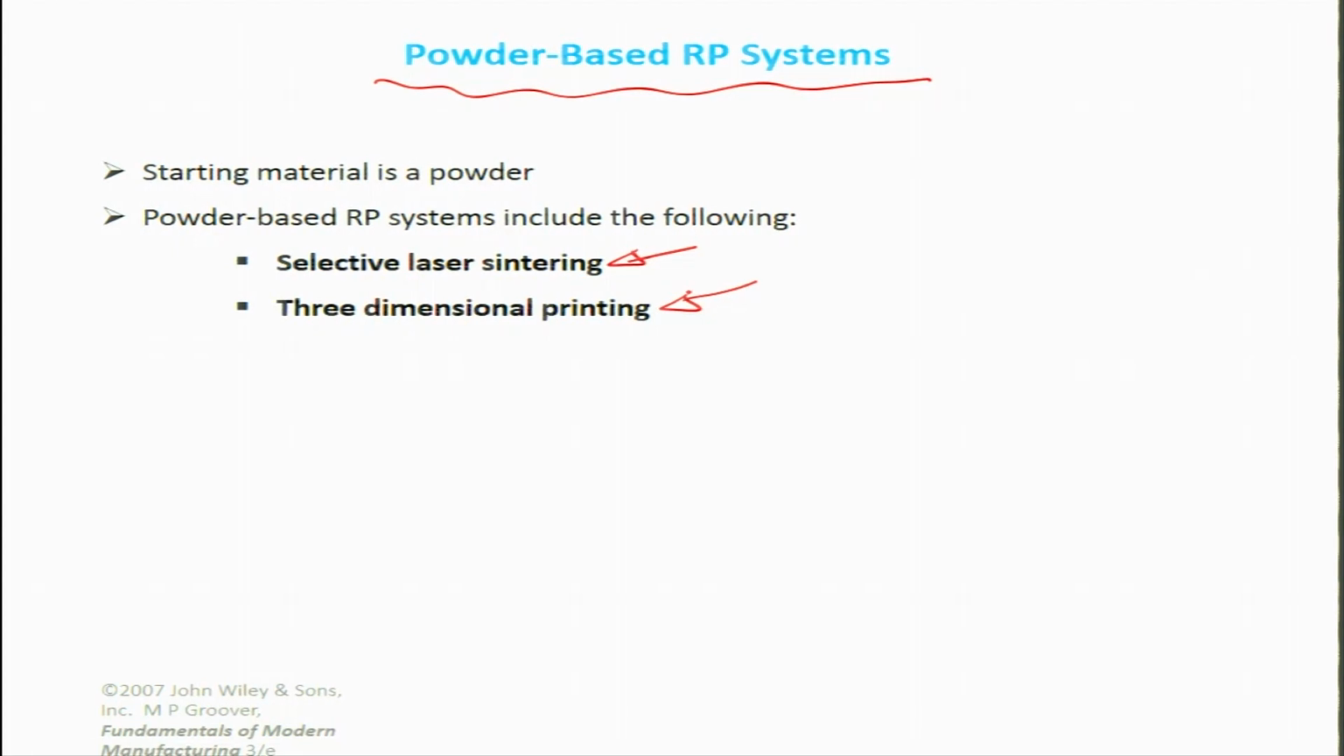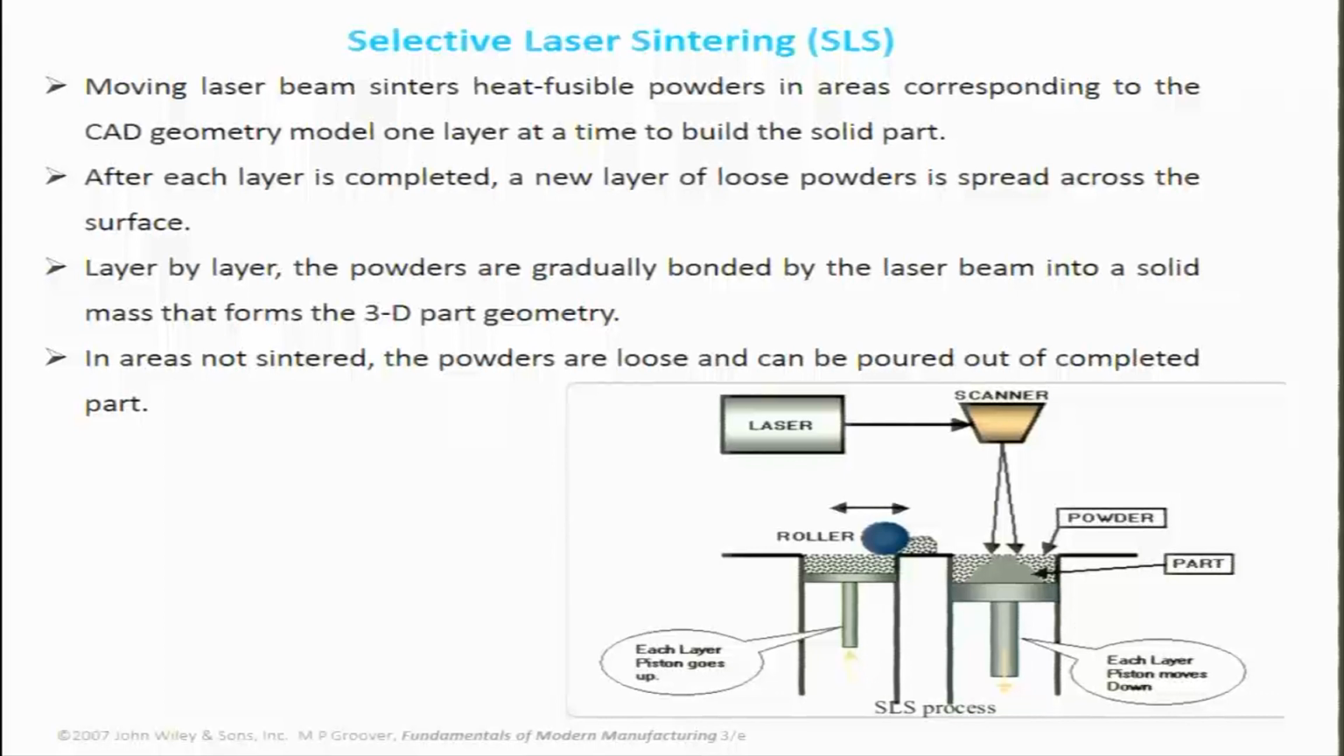Then there is another very important process which is also known as 3-dimensional printing. Both of them are powder based processes, and a lot of industry is actually increasingly looking into metal 3D printing, where they take both the SLS and the 3-dimensional printing processes through metallic granules. What is the basic nature of the process? You have a moving laser beam which sinters heat fusible powders. Powders could be metal powders, or powders even could be polymer powders.